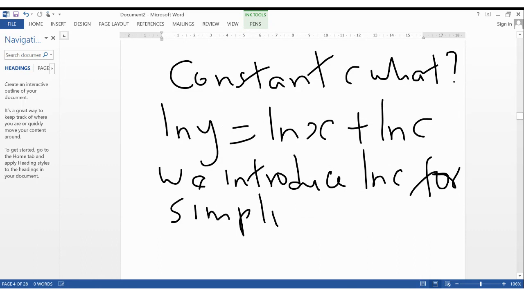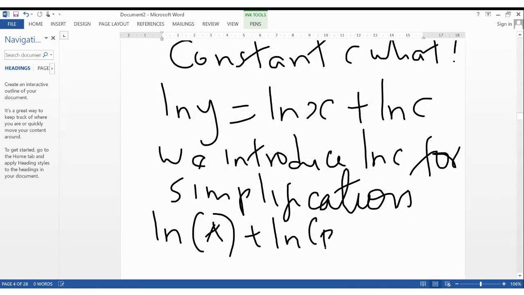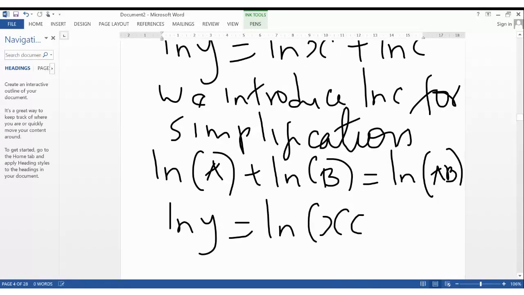Check this one out. You remember the law of logarithms. When you add logarithms, what are you supposed to do to them? You remember this one? ln a plus ln b is supposed to be ln ab. When you're adding, you introduce multiplication. So I can simplify this one as ln y is equal to ln x c. For easier simplification, that's why I was introducing ln c.